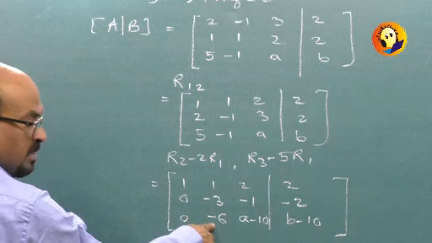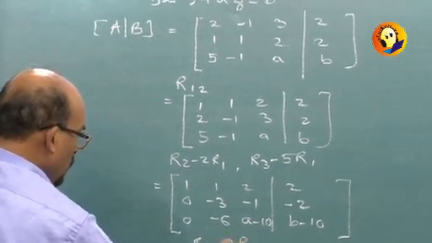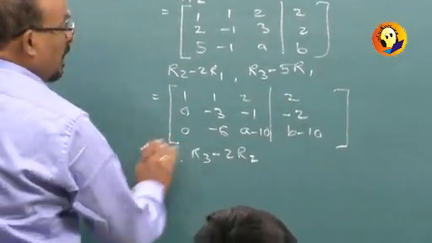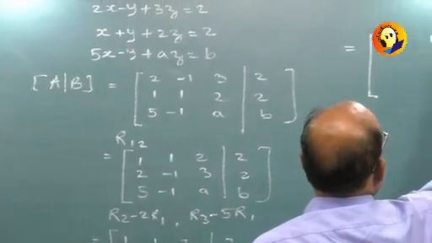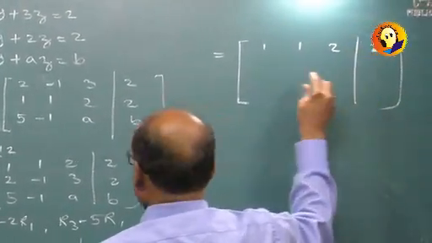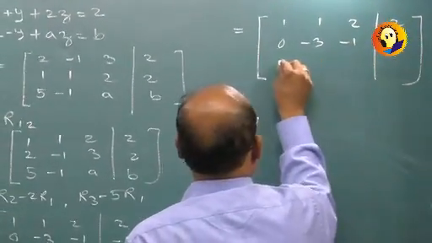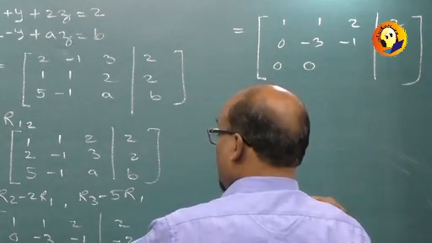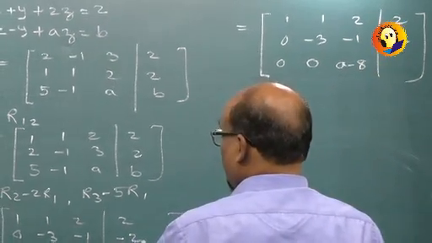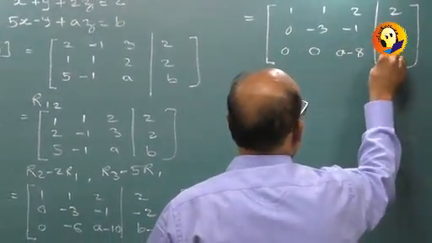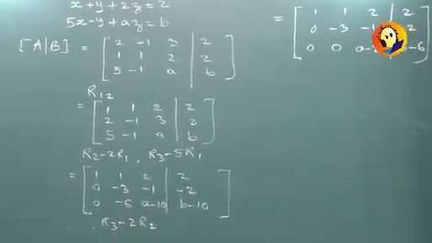Fine. Now to make this 0, it will be R3 minus twice R2, and so I will write it here. So it will be 1, 1, 2, 2. 0, minus 3, minus 1, minus 2. It is 0, 0. If this is subtracted twice, means it will be added. It will be a minus 8. And if this is subtracted twice, so again it will be added. It will be b minus 6. So we end up at this position.